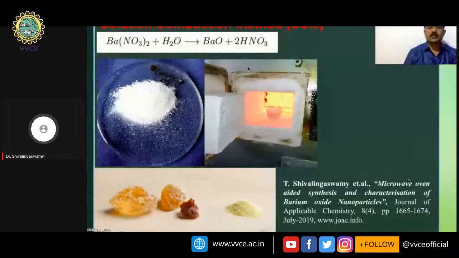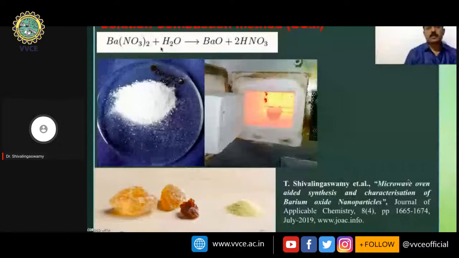And this is an example of the solution combustion method. In fact, this was done in our lab. So what we did was we used barium nitrate, and we mixed it with an appropriate quantity of water, and we used tree gum, that is eucalyptus gum, as the fuel here. We prepared the gum solution, and that gum solution is mixed with this quantity, and the mixture is heated in a furnace.